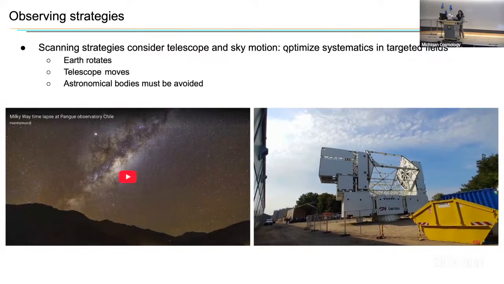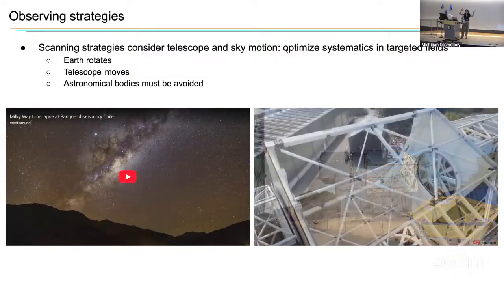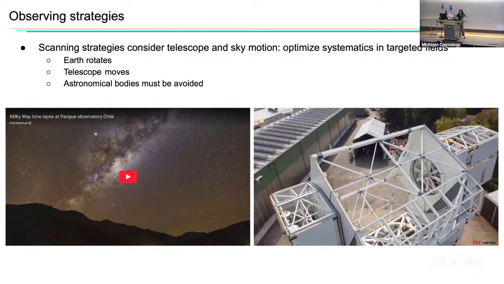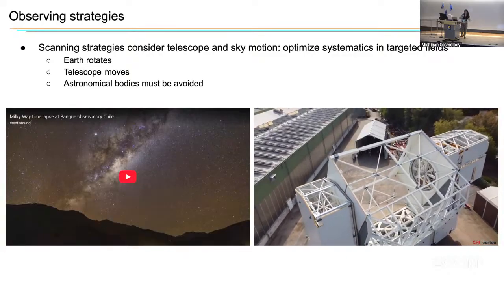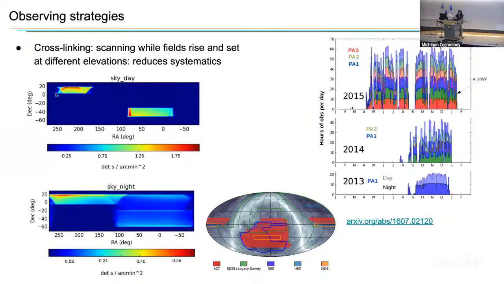So in general, CMB experiments that are wide field surveys like this will pan across the sky in some kind of a pattern, and that pattern is optimized for the resulting map depth, as well as cross-linking. You can see that here. Cross-linking is scanning while the sky fields are rising versus setting. So it creates this kind of paintbrush effect where you're looking like this, and then you're looking like this. And that's important to reduce your systematics.